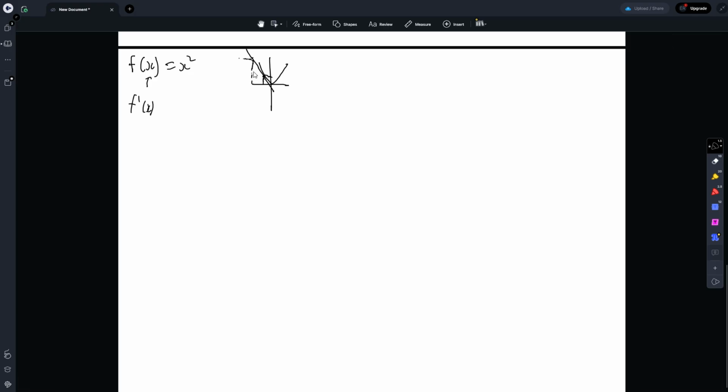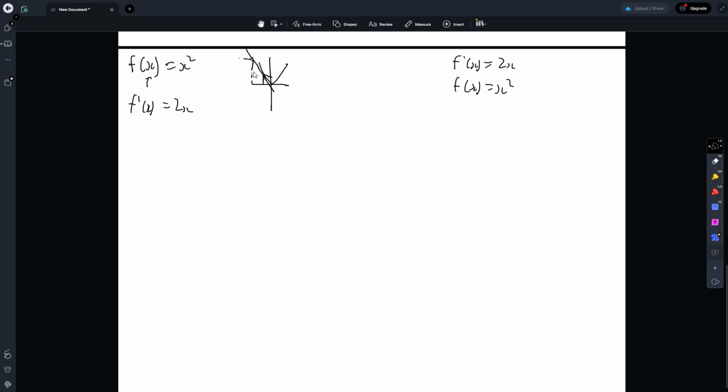f'(x) equals 2x. But how do you know that? It's a super simple formula that you need to make sure you remember, because you should be able to derive functions in less than a second. It should be easy. f'(x) is equal to 2x because f(x) equals x squared.